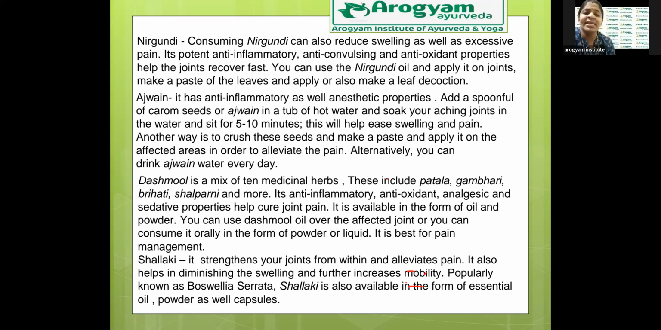देखिए, shallaki is the resinous matter of a tree called as Boswellia serrata, और ये shallaki का वो resinous matter बहुत अच्छा है for muscle relaxation and also for joint pains. Shallaki तो single herb के रूप में capsules के रूप में आपको आयुर्वेदिक medical shops में मिलता है, right?